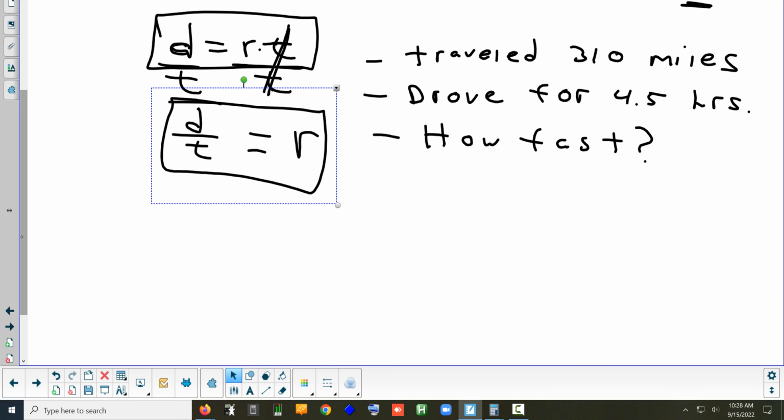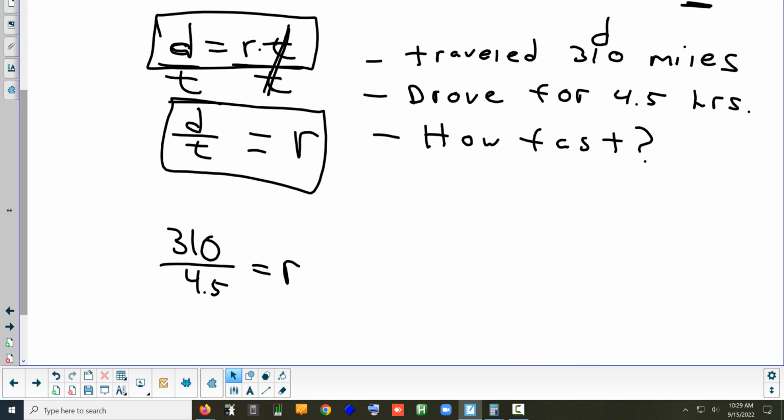In the information they give me, which number is distance? Alex? 310. Yep, 310. So I'm filling that in for D. And what about T? What did they tell me for that? Good, 4.5. So all we have to do now is, we don't have any algebra to do. We already did the algebra when we moved the T to the other side. We just have arithmetic. 310 divided by 4.5.